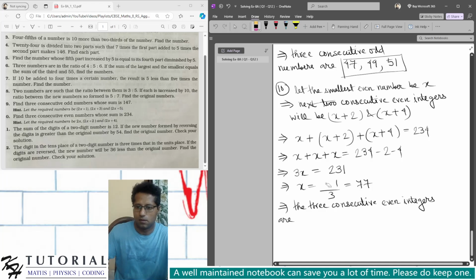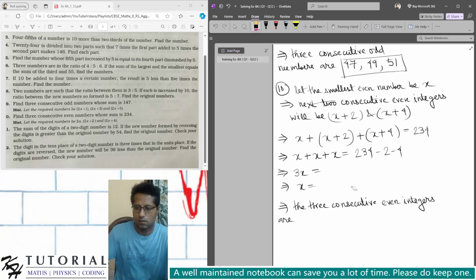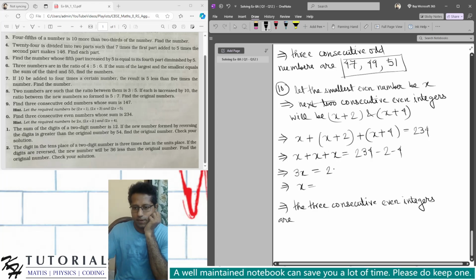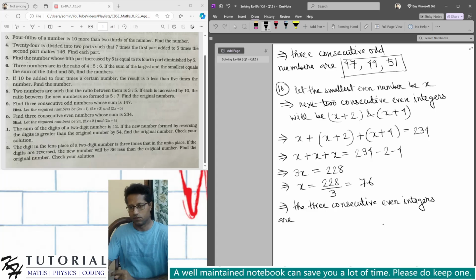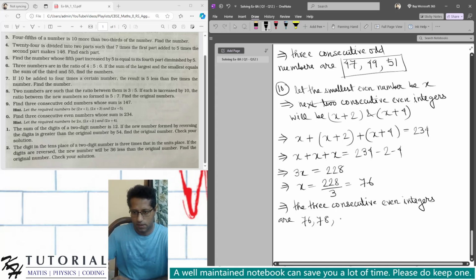So 234 minus 6 is 228. So 3x is equal to 228, and x is equal to 228 divided by 3, which is 76. Now it's fine. So 76 is an even integer. So the smallest even integer of the three consecutive even integers whose sum is 234 is 76. So the three consecutive even integers are 76, 78, and 80. These are the three consecutive even integers whose sum is 234.